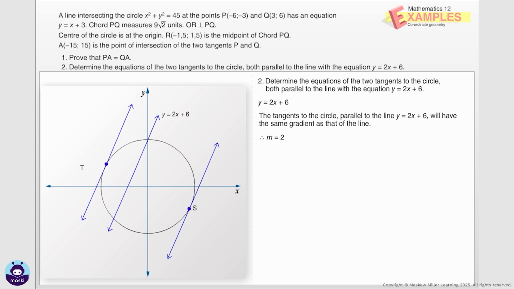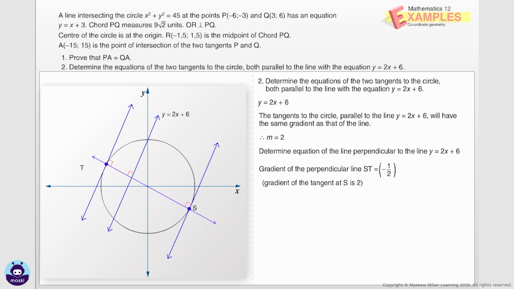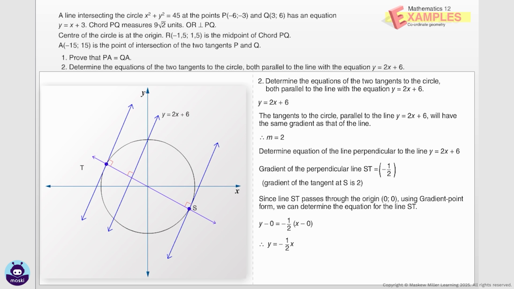To determine the coordinates of S and T, we need to find the equation of the line perpendicular to the line y = 2x + 6. This line passes through the center of the circle and intersects the circle at S and T. The gradient of the perpendicular line ST is -1/2. Since line ST passes through the origin, using the gradient point form, we can determine the equation for the line ST. Therefore, y = -1/2 x.